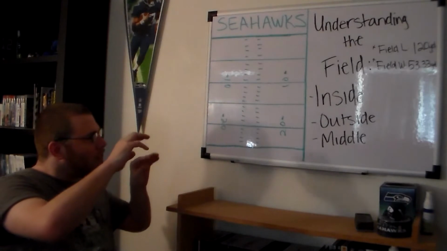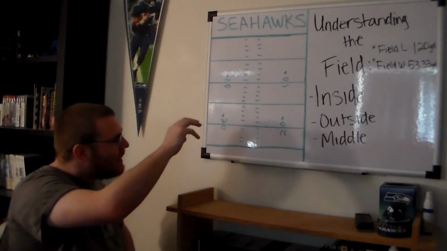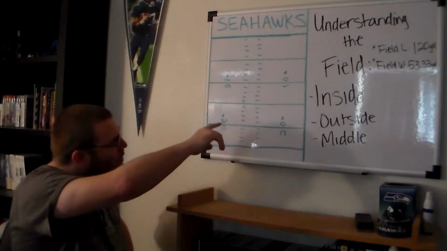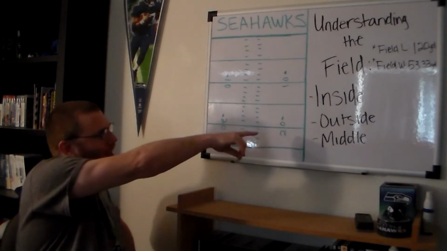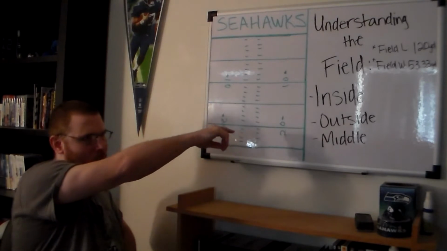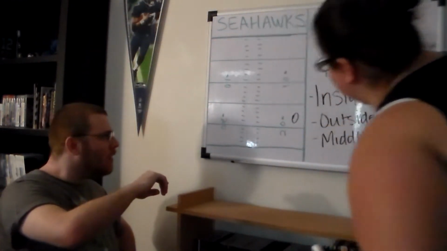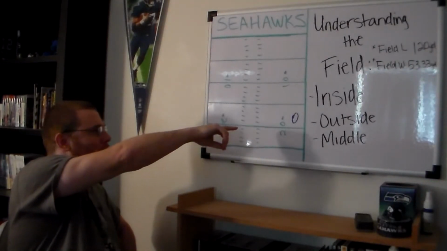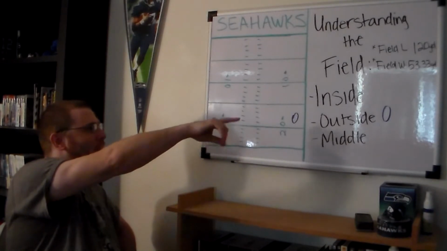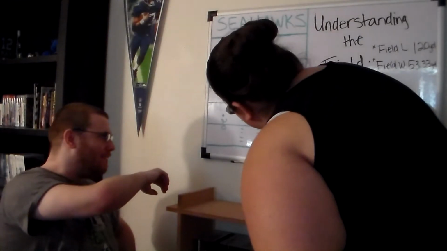So, the biggest way to make all of that easier is to use these 3 points on the field I just discussed. So, from the numbers to the sideline is outside. So this is going to be denoted by an O. So that's outside. Anything from the numbers to the hash marks is now inside, and that will be noted by an I.